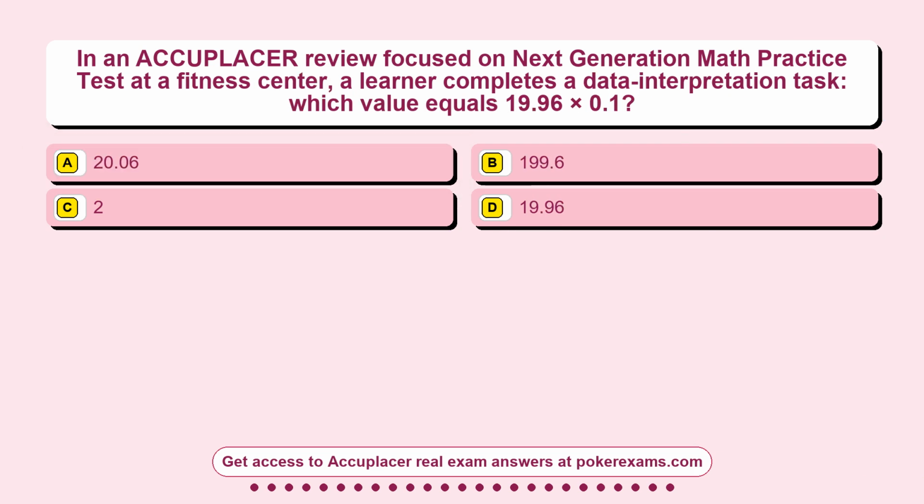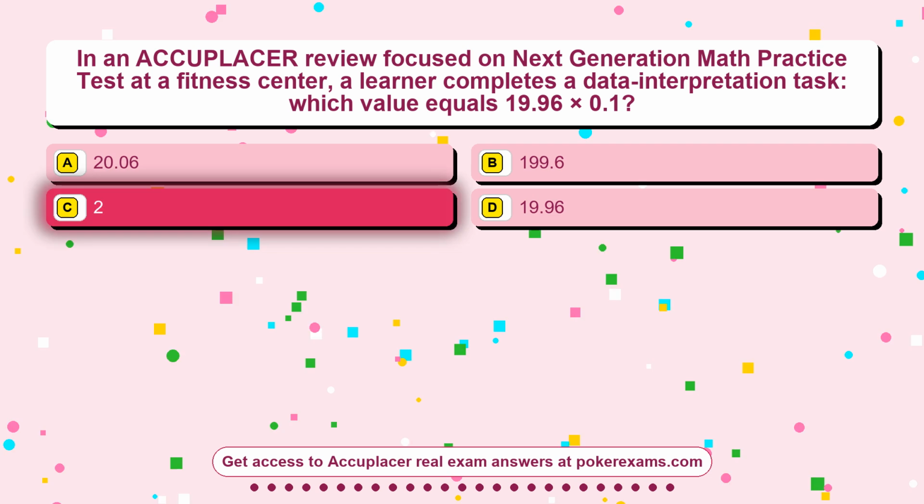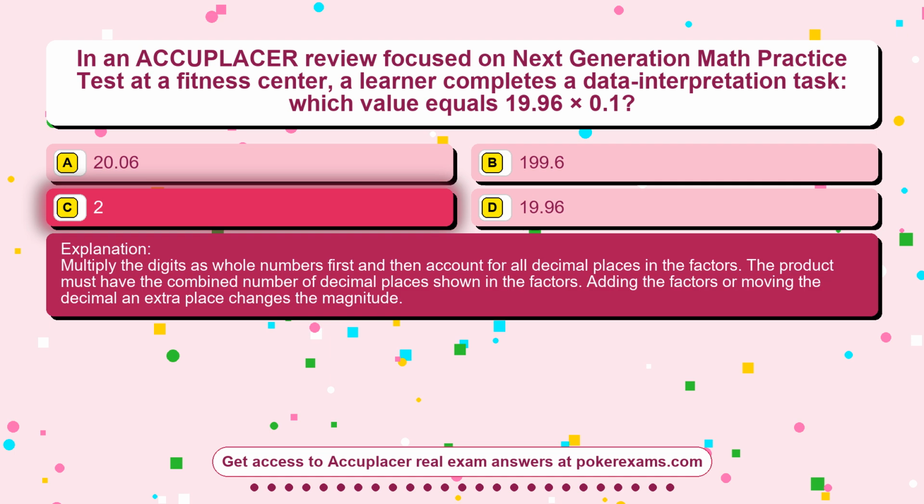Question 16. In an Accuplacer review focused on next-generation math practice test at a fitness center, a learner completes a data-interpretation task. Which value equals 19.96 times 0.1? Option A, 20.06. Option B, 199.6. Option C, 2. Option D, 19.96. The correct answer is Option C, 2. Multiply the digits as whole numbers first and then account for all decimal places in the factors. The product must have the combined number of decimal places shown in the factors.